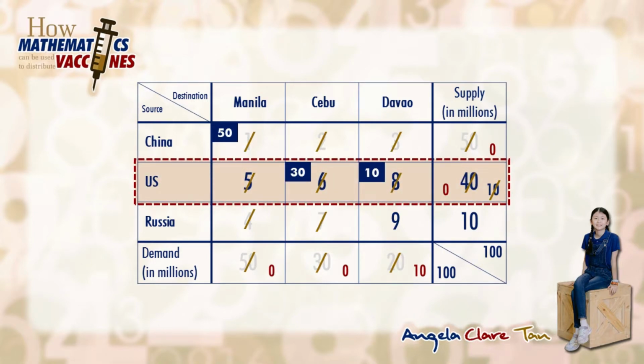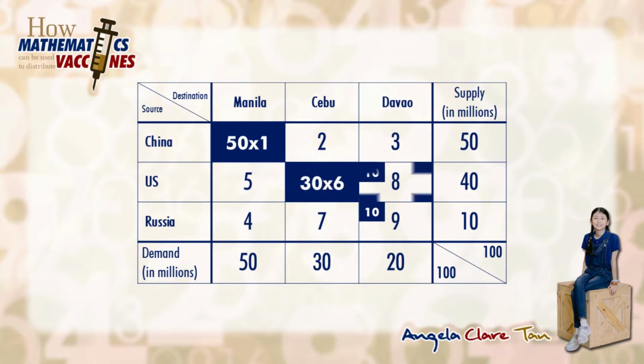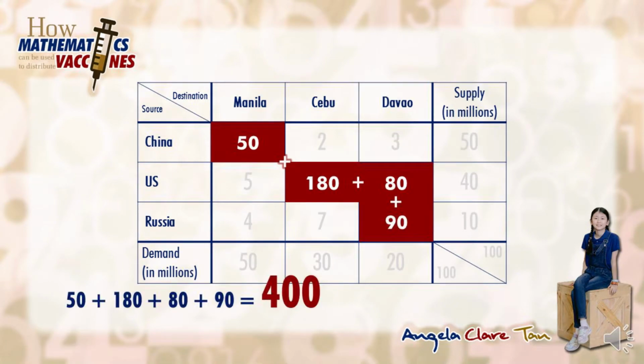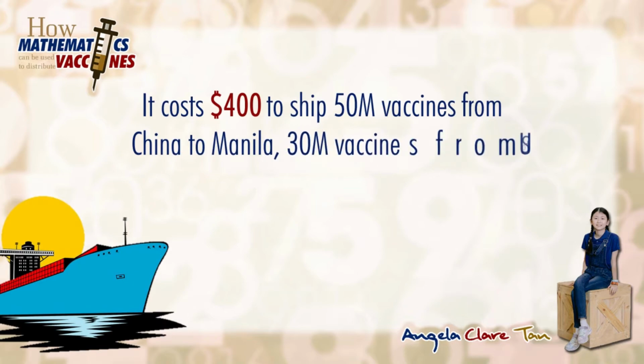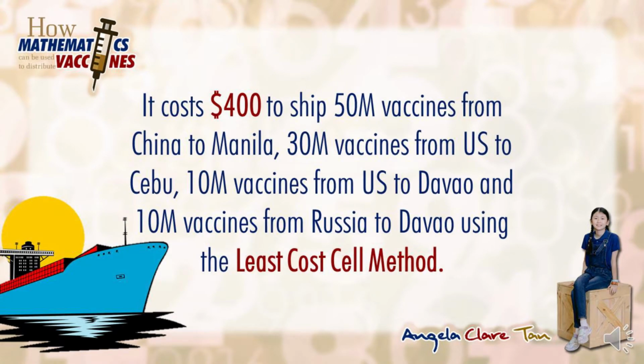Now the only remaining cell is the one with cost 9, and its supply is 10 and demand is 10. Demand and supply are both equal. Allocate it to this cell. 10 minus 10 equals 0, so this cancels the last cell. Now, just multiply the cost of the cell with the respective allocated values and add all of them to get the basic solution, which means it costs $400 to ship 50 million vaccines from China to Manila, 30 million vaccines from US to Cebu, 10 million vaccines from US to Davao, and 10 million vaccines from Russia to Davao, using the least cost cell method.